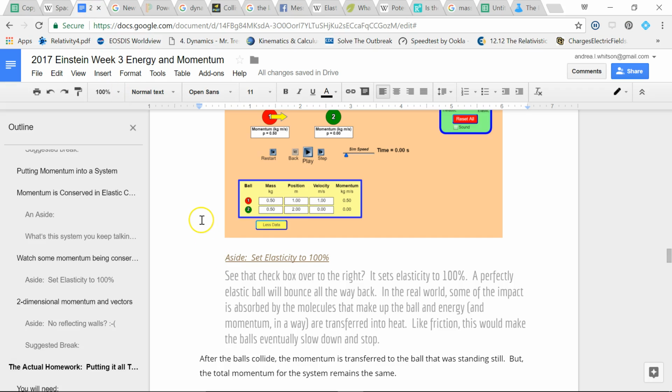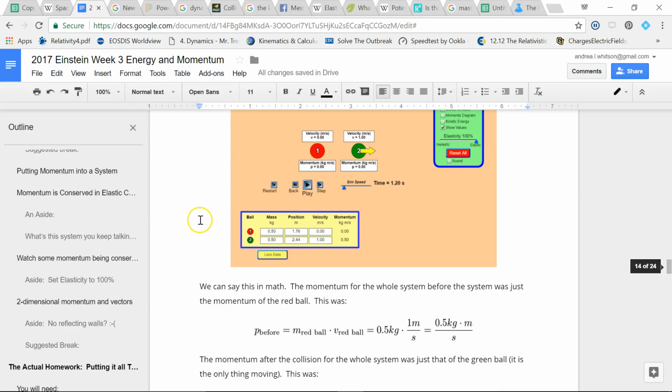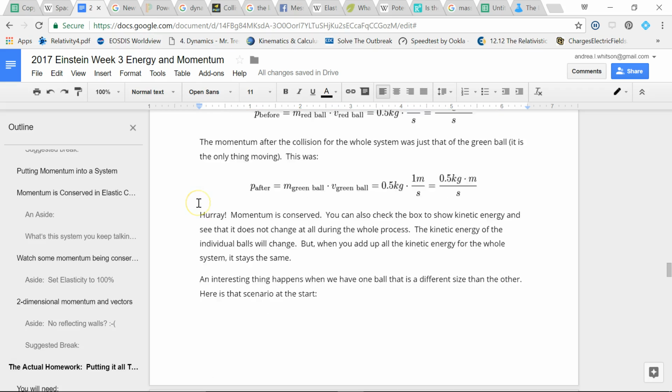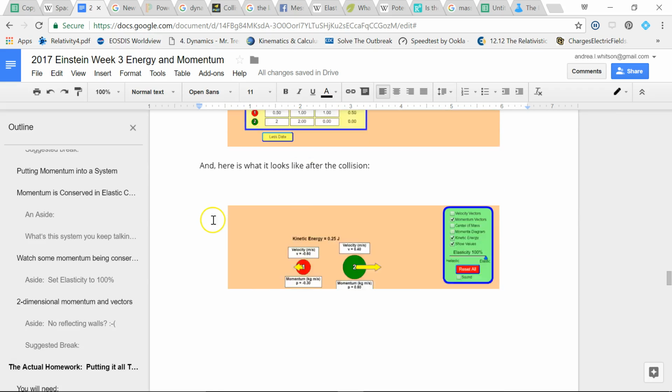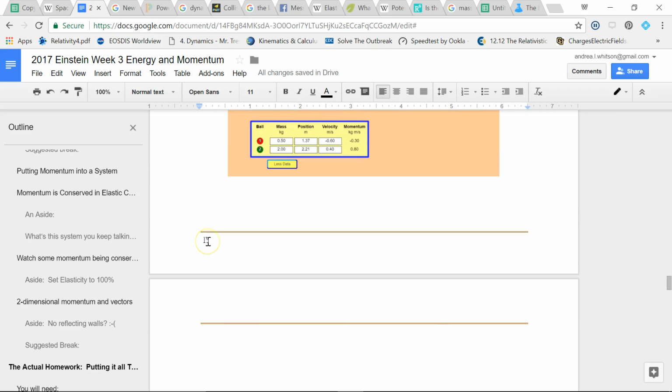Okay. After the balls collide, the same momentum. And then after the bigger one, it adds up to the same.